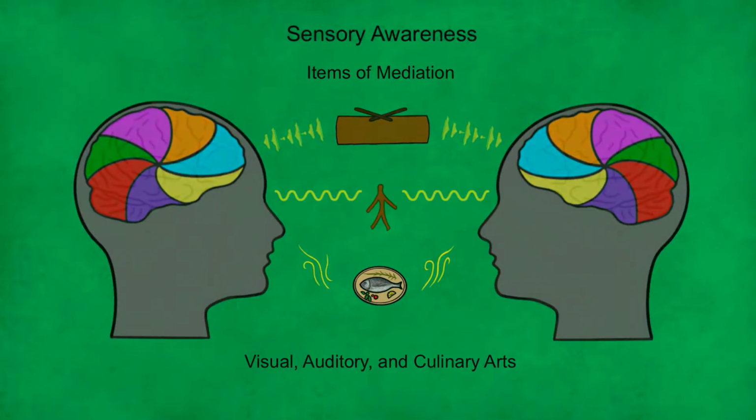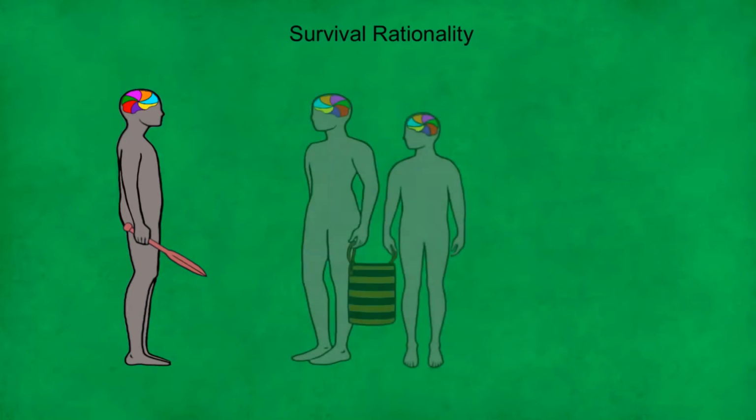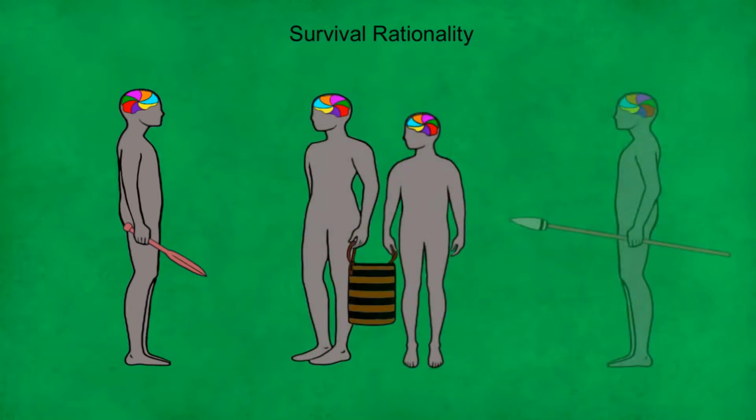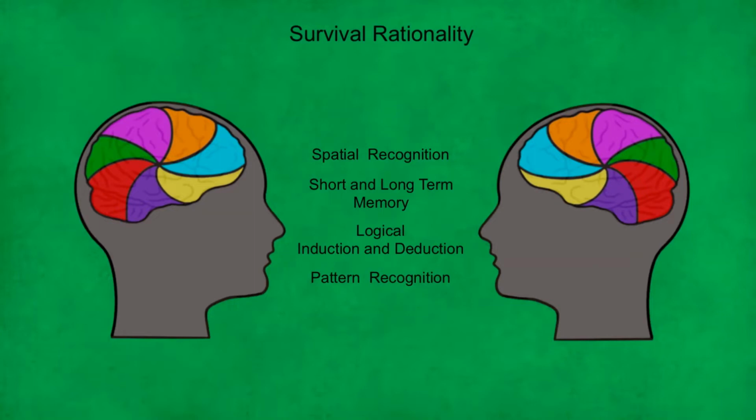Likewise, modern humans initially made physical items that stimulated their common brain area of survival rationality, such as digging sticks, which allowed them to easily gain access to roots and tubers, baskets to carry food, and spears to hunt large prey, and thousands of other items to aid survival, all of which were made from the common rationality of humans. That is to say, the basic neurochemical processes of spatial recognition, short and long-term memory, logical induction and deduction, and pattern recognition, which all form the fundamental biological elements of survival rationality.